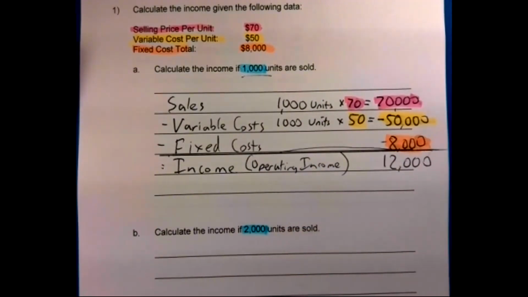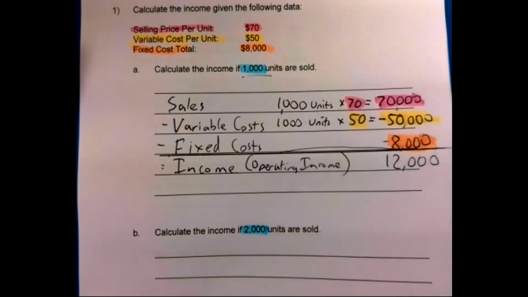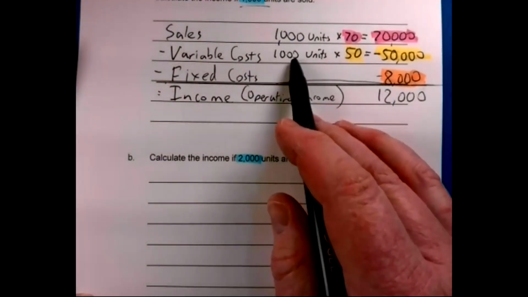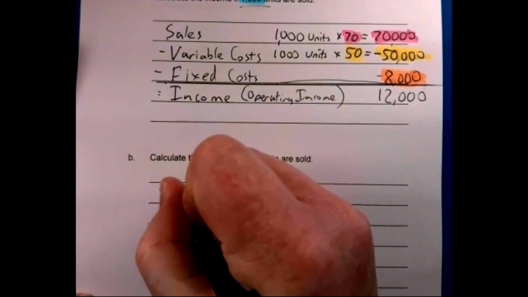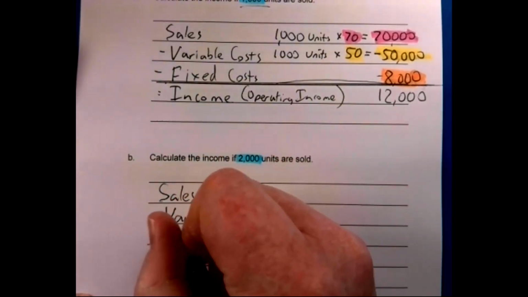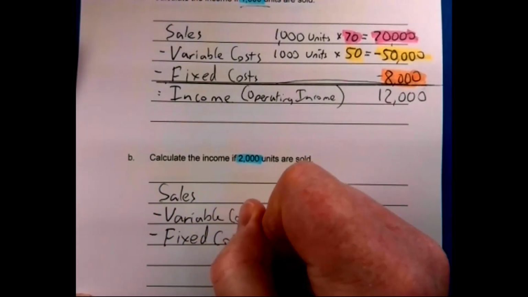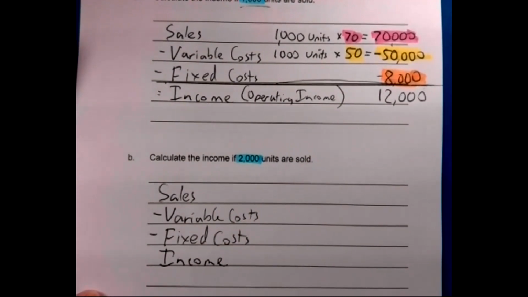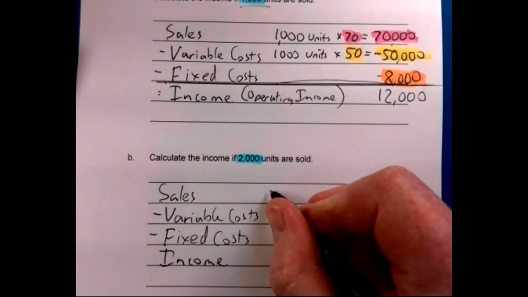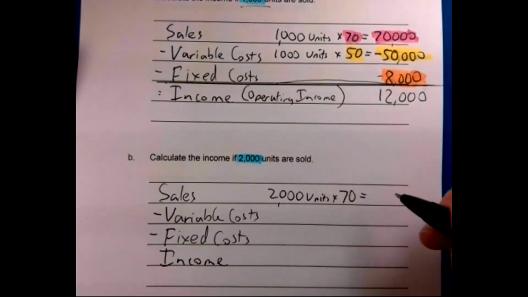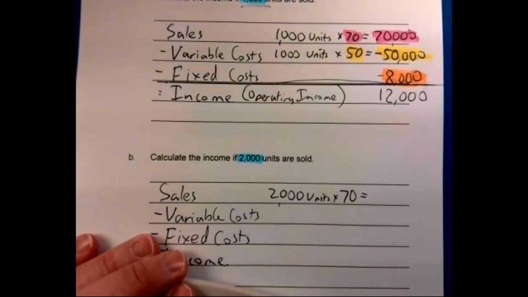So down here it says, well, what if we don't make 1,000? We can make 2,000. What will happen to the income? Well, everything's the same, except instead of 1,000 units, we now have 2,000. So I'll have sales. Instead of 1,000, we have 2,000 units times 70 is 140,000.